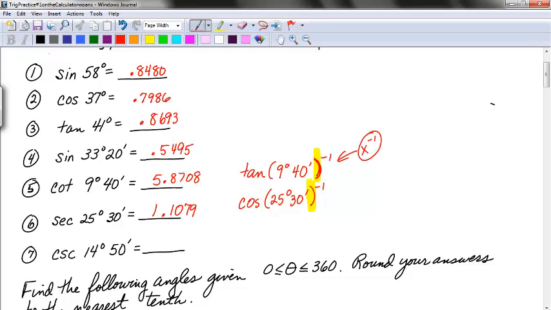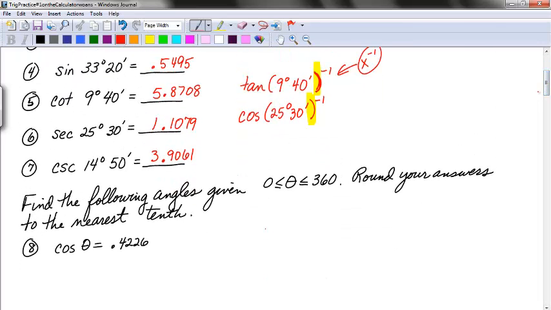Cosecant's a reciprocal with sine. So you want to do sine 14, pick up second function angle, pick up the degrees, 50, second function angle, pick up the minutes, close the parentheses, and then the x to the -1 key, reciprocal key, and I get 3.9061. Okay.